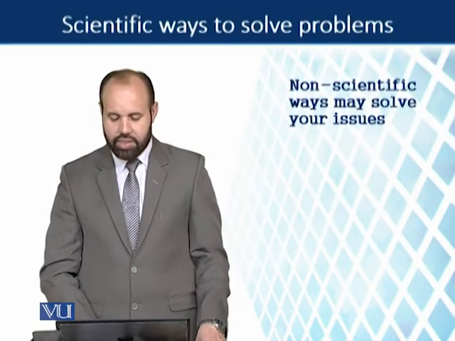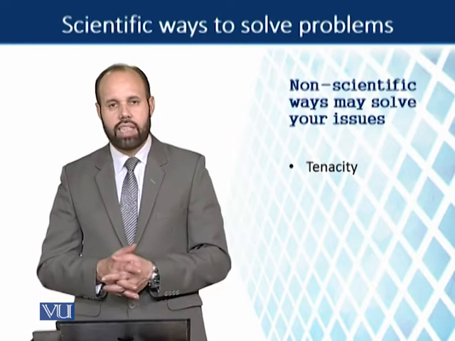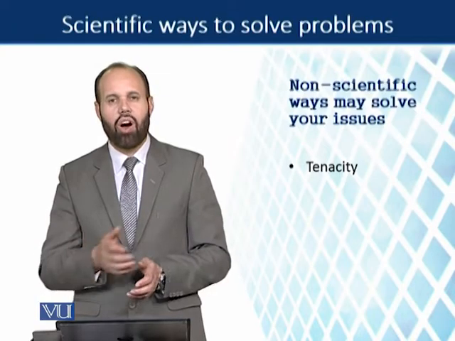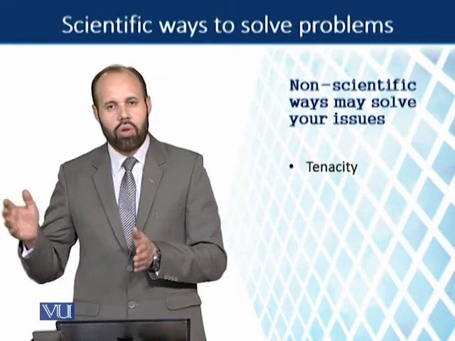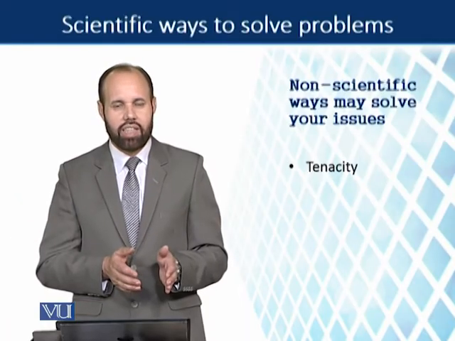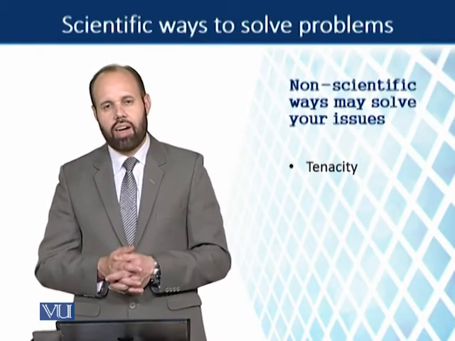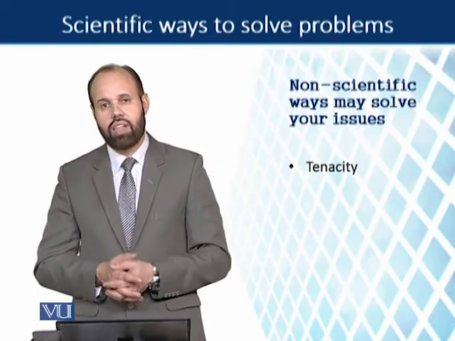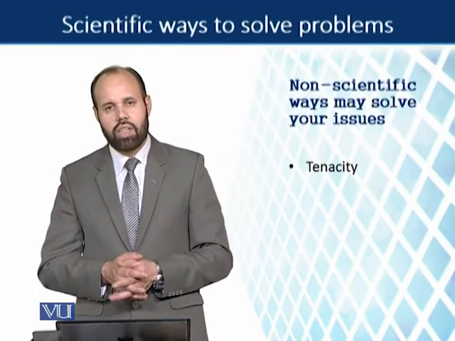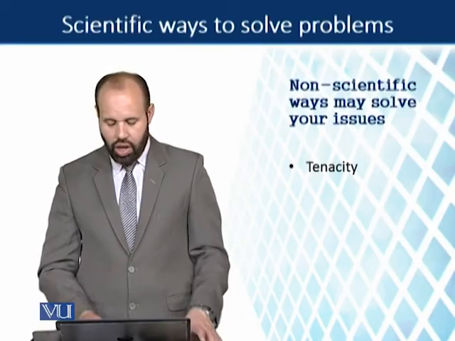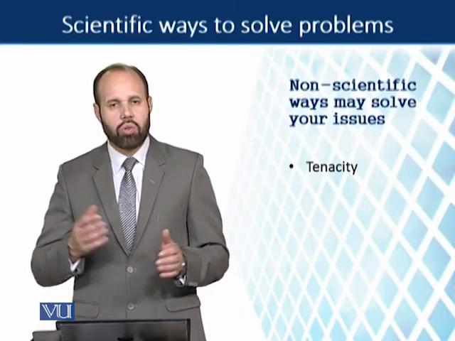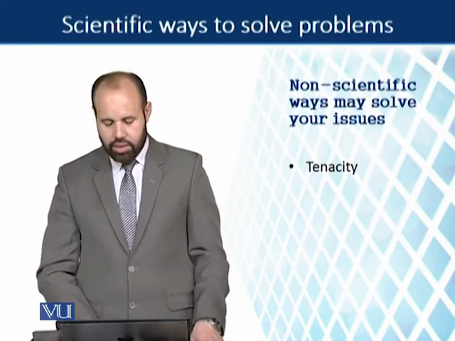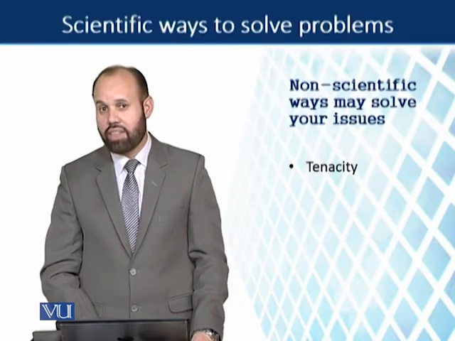So for example, we may be solving our problems with tenacity. Tenacity is when we are clinging to a particular way of solving a problem, like the old tradition of doing things, right? Those conservative ways of solving problems may be one non-scientific way to solve a problem. When we are following a tradition, that tradition is taught to us by our elders, and we are using that to solve a problem. But that could be one way to solve a problem, but it is not scientific, right?